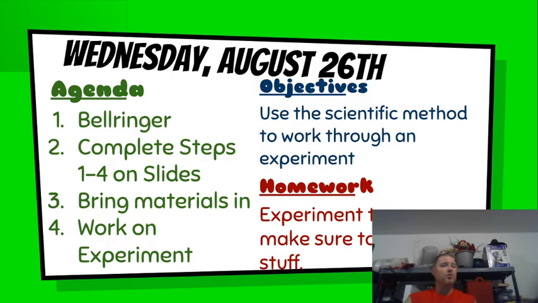Now we're going to move on to Wednesday. For Wednesday, August 26th, you're going to finish off any of those steps on steps 1 through 4. You're bringing your materials in and working on your experiment. When you work on your experiment, make sure you take pictures of everything and you fill out that data table. You should be measuring or coming up with some kind of number or percentage that you're working on. You'll fill out that data table as you come up with whatever you're testing.